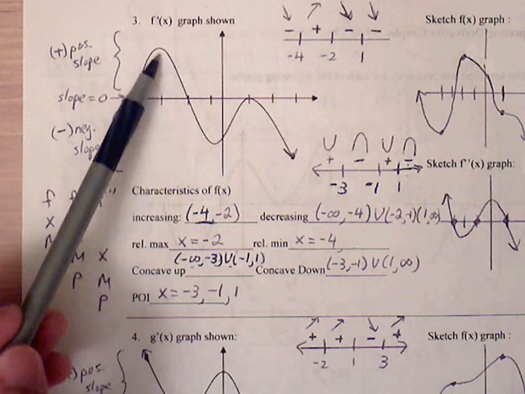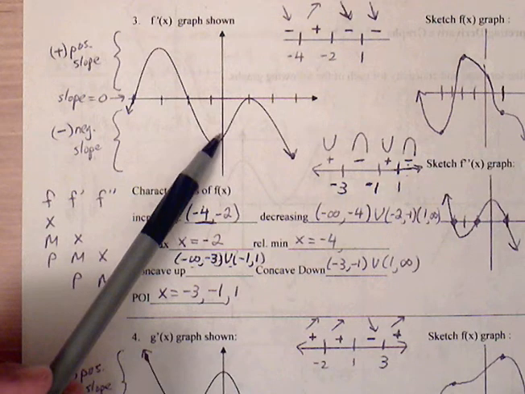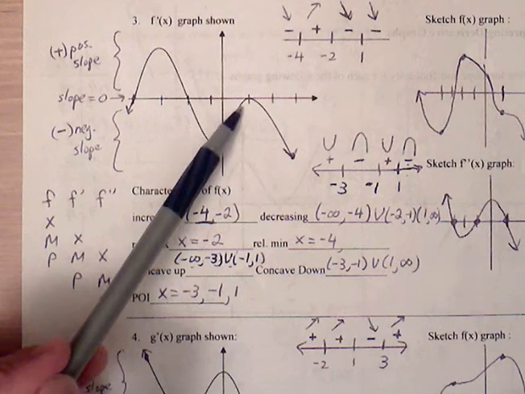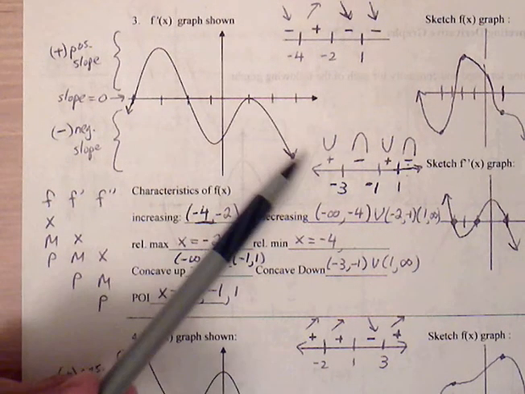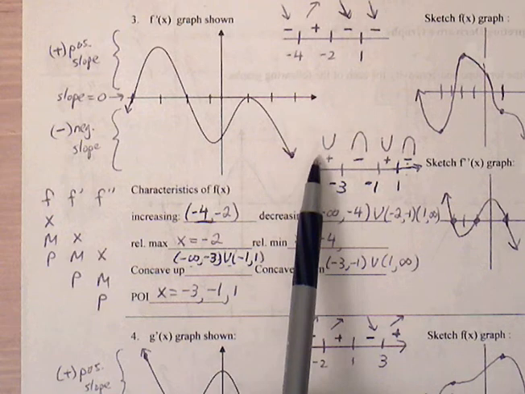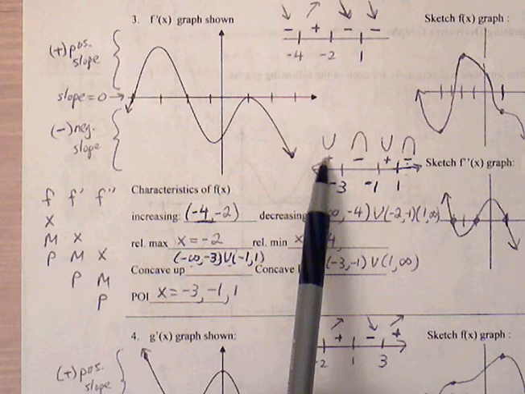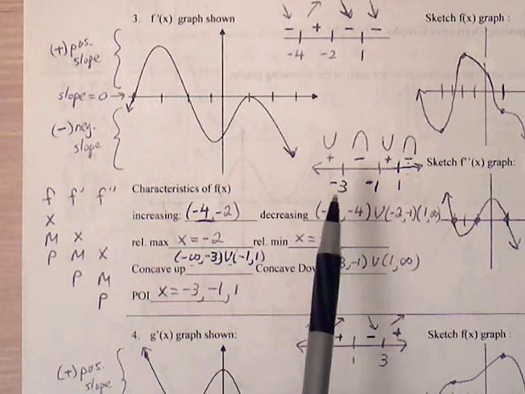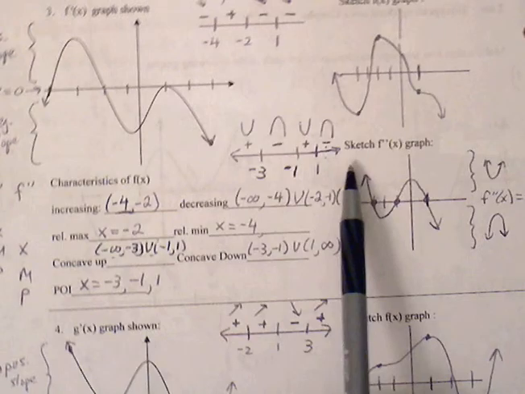Anywhere that our f prime has a negative slope represents concave down. Anywhere that our slope graph is increasing, again, that means concave up, and then concave down. So if we look at the slope of our derivative graphs, or the rate of change of the derivative graph, that will clue us in as to the concavity at those regions.